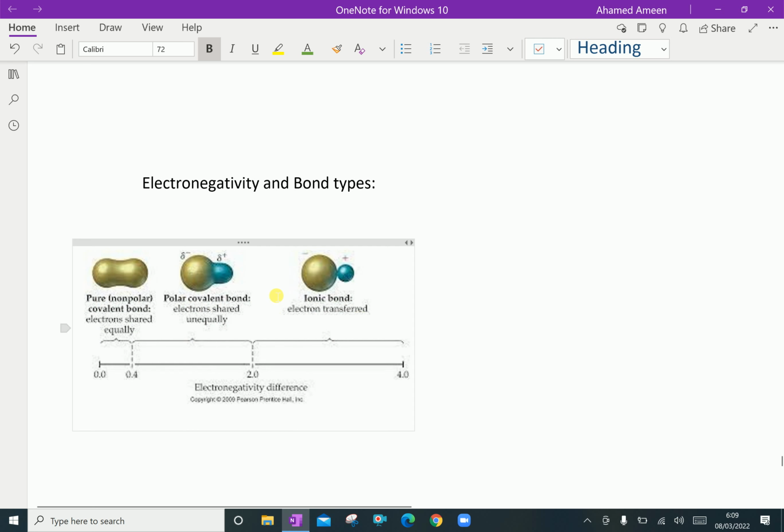A greater electronegativity difference means greater polarity of the bond. Look at this figure here. In addition, a greater electronegativity difference tends to be associated with stronger bonds. Here, as the electronegativity difference increases, we go from the pure non-polar covalent bond, to the polar covalent bond, and then to ionic bonds.